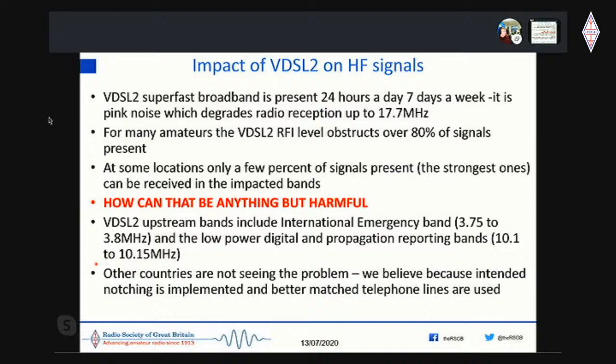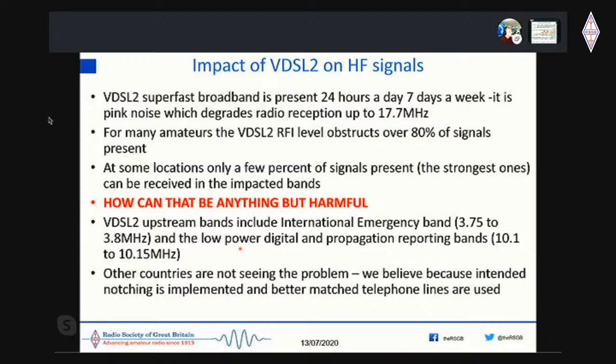Other countries aren't seeing the problem. I wonder why that is. It's because when the system was designed, it was designed with a technology called notching. And that notching was to be applied to block out bands that might be sensitive to interference. And in fact, in the standard, the bands that are used as an example are the amateur bands, the international amateur bands. So if BT, in their wisdom, had implemented notching, or given us better matched telephone lines, then it wouldn't be a problem. And that's why it's not so much of a problem in many other countries.